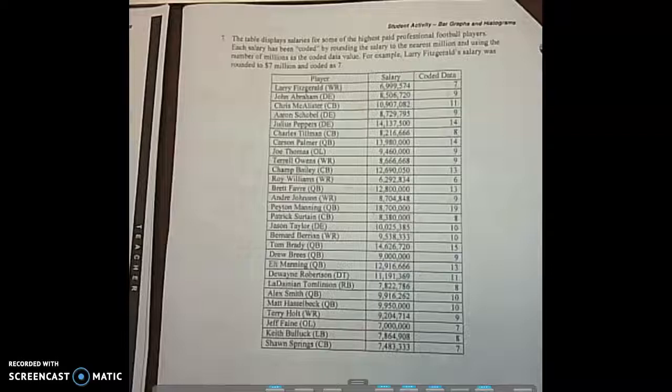This is part 4 of the bar graph and histograms. Number 7 says the table displays salary for some of the highest paid professional football players. Each salary has been coded by rounding the salary to the nearest million and uses the number of millions as a code data value. For example, Larry Fitzgerald's salary was rounded to 7 million and is coded as 7.